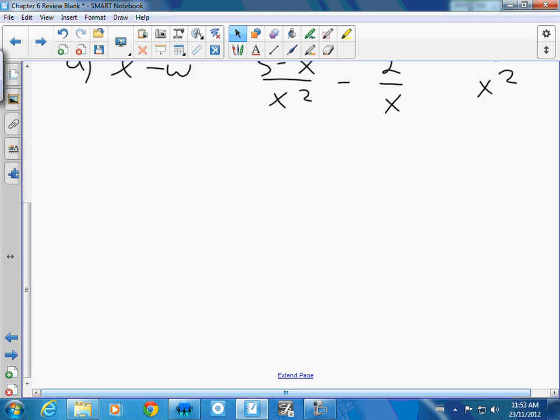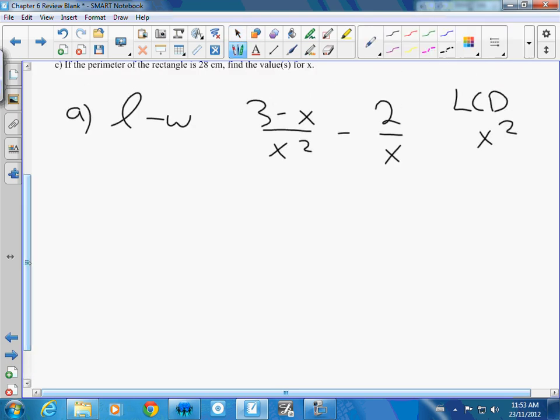Okay, so we want our common denominator to be x squared. So what do we need to do to the first one? Leave it alone. You don't even have to touch it because it's already in the form x squared. What about the second one? What do we got to times this 2 by? We got to times it by x. So what do we end up with? Negative 2x. The second one we have to times by x, top and bottom, because whatever we do to the bottom, we do to the top. Basic rule of fractions, right? Now what do we do?